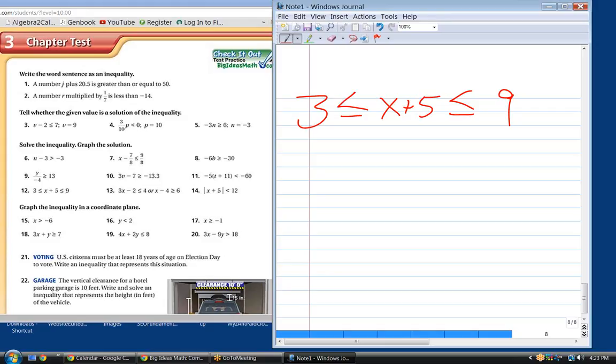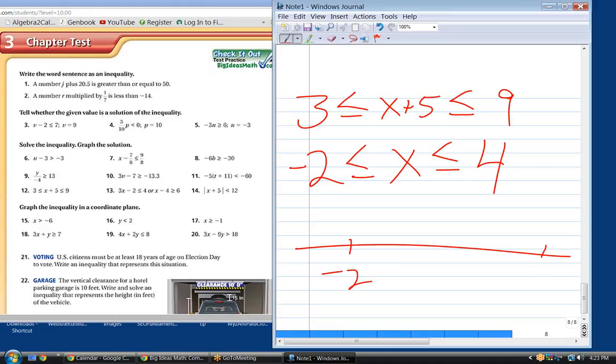In other words, I can subtract 5 from every part of this thing, from the left, the middle, and the right. So when I subtract 5 from there, I get minus 2. Doesn't do anything to the signs. When I subtract 5 from there, I get 4, and there's your answer. X is greater than or equal to minus 2 and less than or equal to 4. So on a number line, it would go from minus 2 to 4.